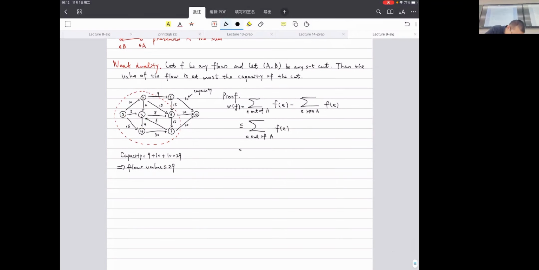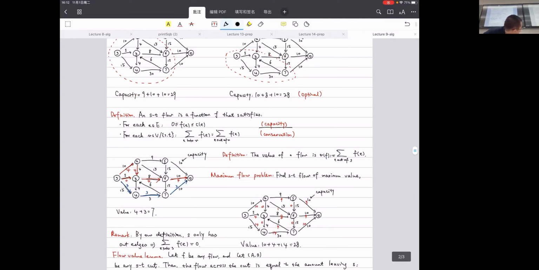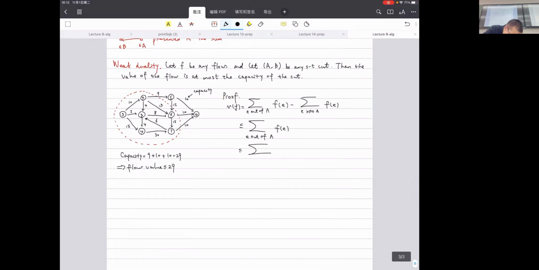Furthermore, due to the definition of a flow, we have the capacity constraint that f(e) is smaller than or equal to c(e). So this is smaller than or equal to the summation of c(e) for e out of A. It is not hard to see that this equals the definition of the capacity of the cut between A and B. This is the proof of the weak duality result. Following this weak duality lemma, there is a very direct corollary.